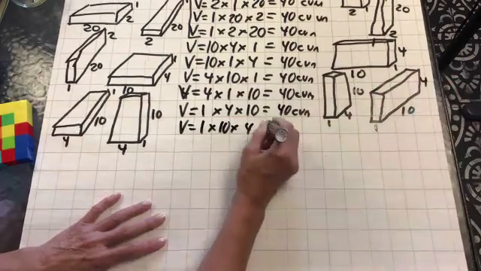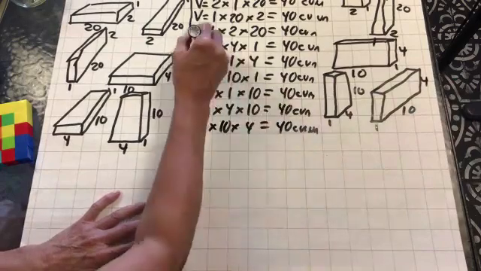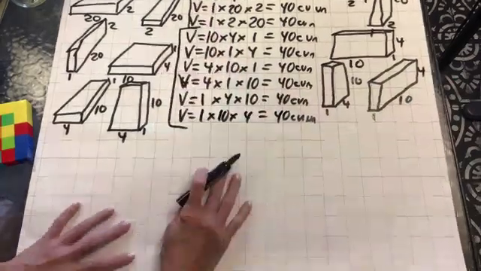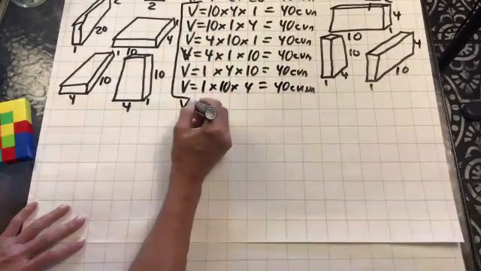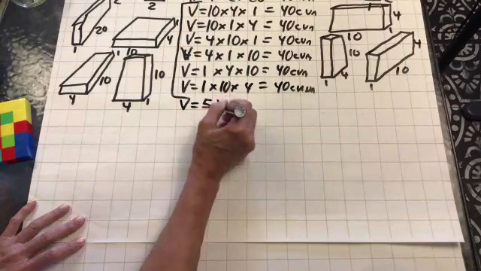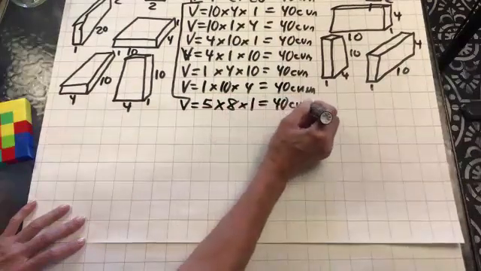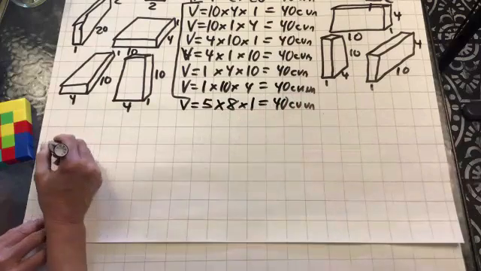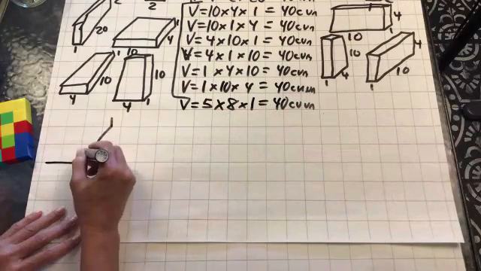All right. Yeehaw, that's done for that family. That's 6 of them. Last but not least, 5 times 8. So we're going to do 5 times 8 times 1 equals 40 cubic units. So we're going to do 5 across by 8 deep by 1 tall.